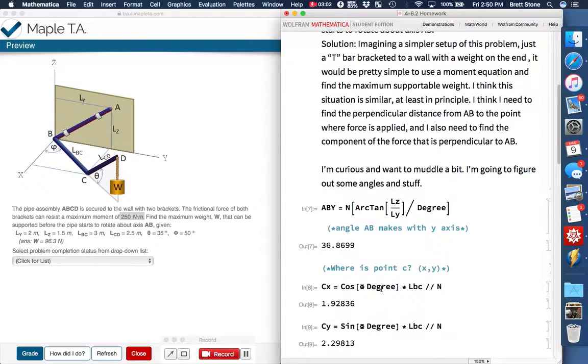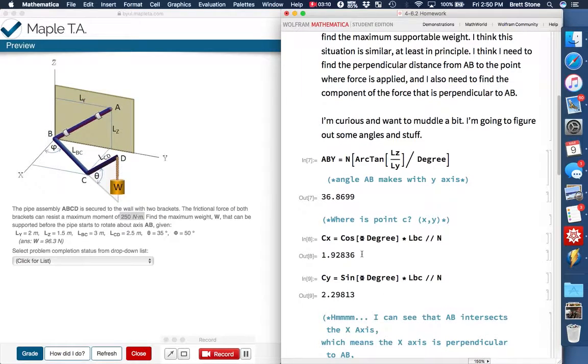So I found that, and then I was curious about point C too. I was like, where would point C be in XY coordinates? Because I know the length LBC. I went through and said CX and CY and just used cosine and sine, again using the degree keyword, multiplying by that length LBC, that hypotenuse, and slash slash N gives it to me in decimal form instead of a fraction.